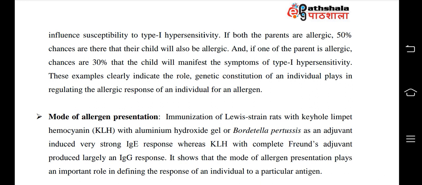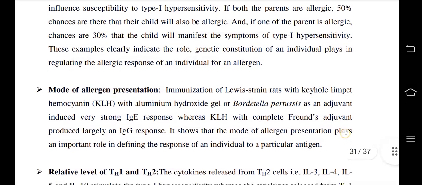If both the parents are allergic, 50% chances are there that their child will also be allergic. And if one of the parents is allergic, chances are 30% that the child will manifest the symptoms of type 1 hypersensitivity. These examples clearly indicate the role genetic constitution of an individual plays in regulating the allergic response of an individual for an allergen.